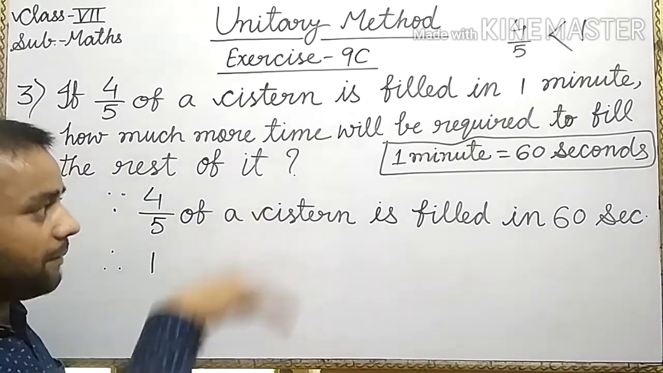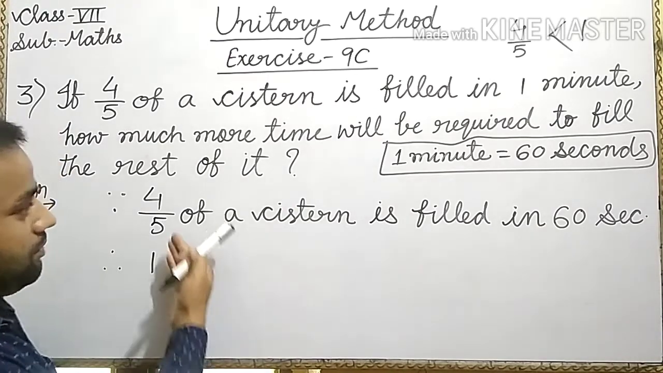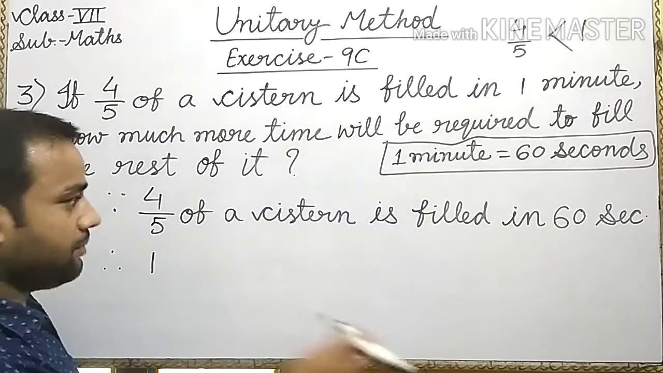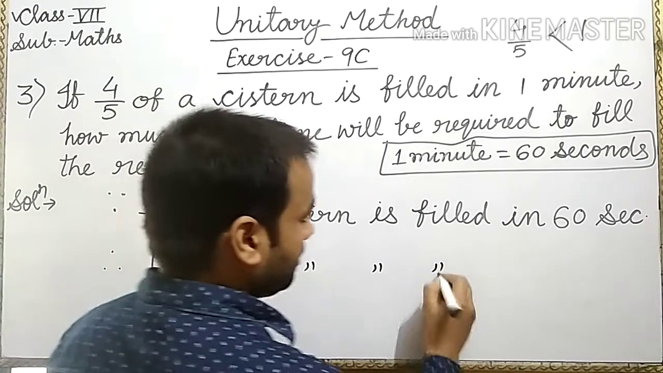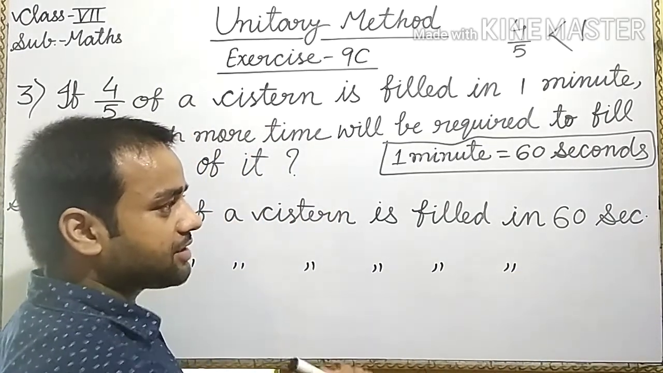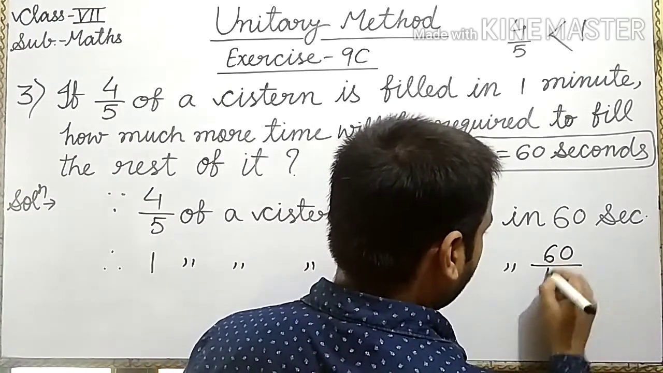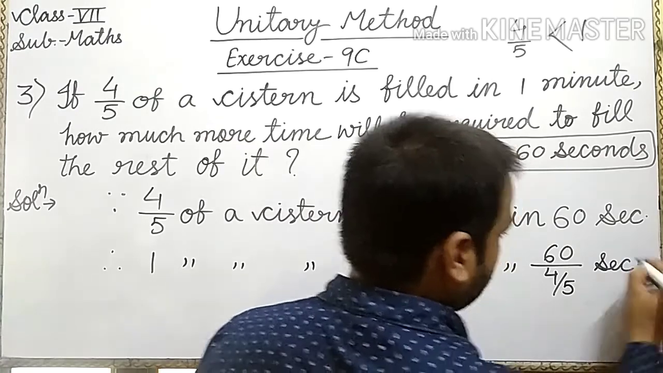That means how much time will it take to fill the tank completely? So here more part filled, then more time. When one whole cistern is filled, here is the concept of more. This is a direct variation question. So here divide 60 upon 4/5 second. Is it clear?